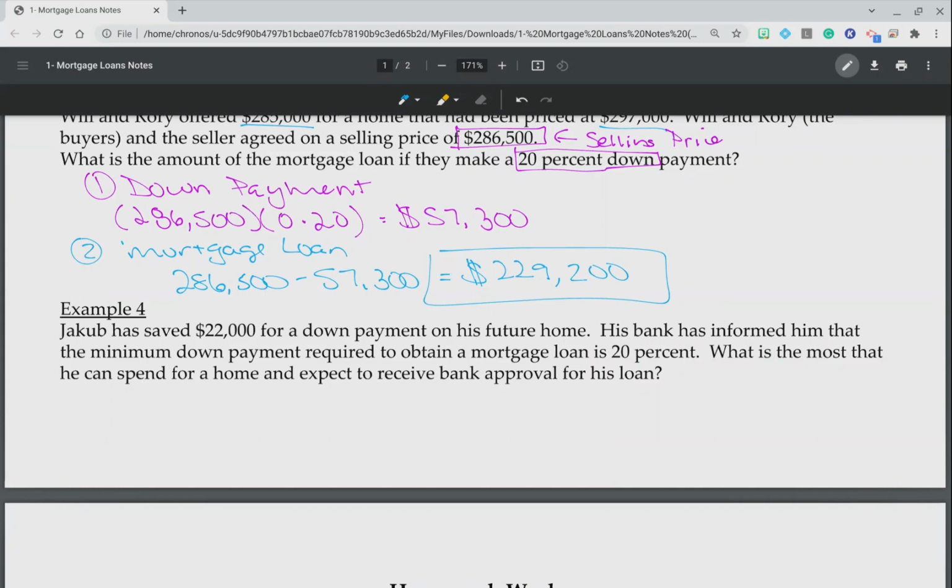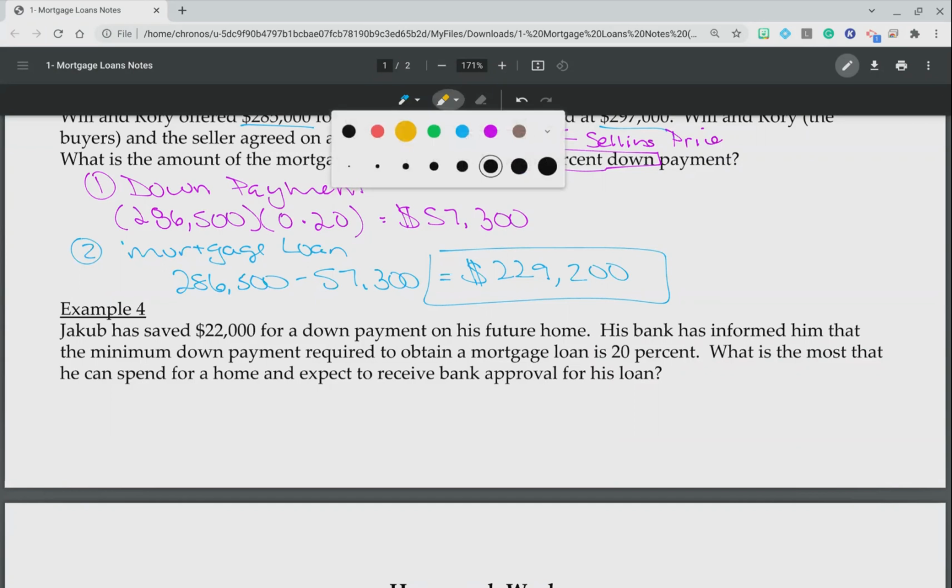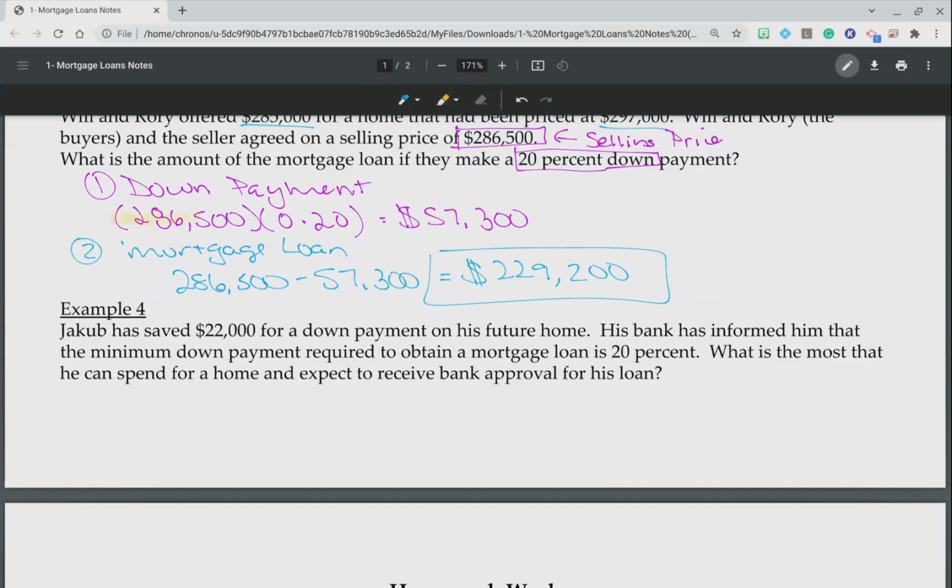$22,000 down? Okay, so remember, when we're doing our down payment formula, we're taking our selling price times the down payment percentage, and that's going to be equal to our down payment. Well, this one's a little bit different because I have what my down payment amount is, $22,000. And I have that the minimum down payment has to be 20%. So I have that part of the equation. But the part that I don't have is my selling price. That's what we're trying to solve for.